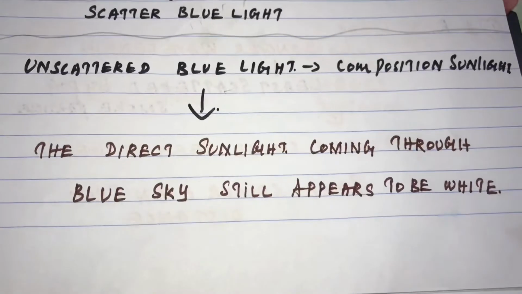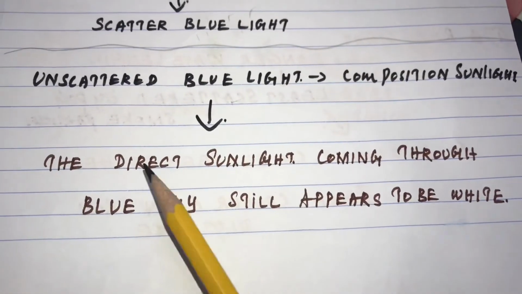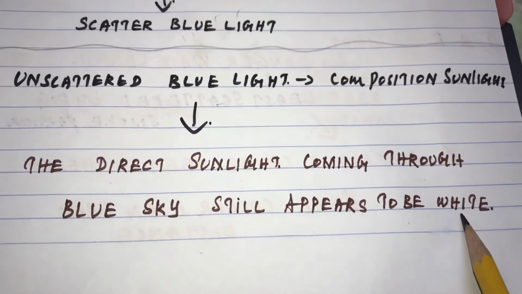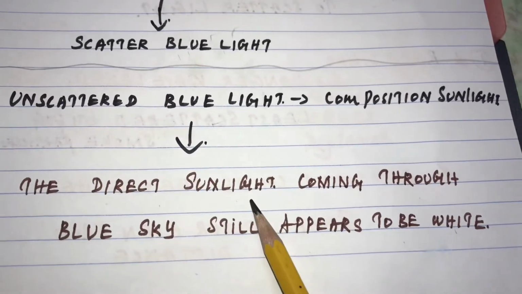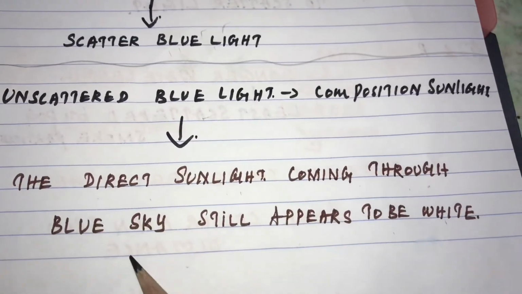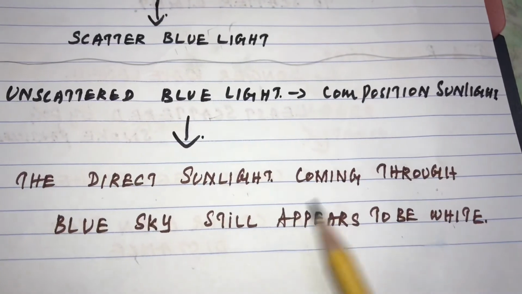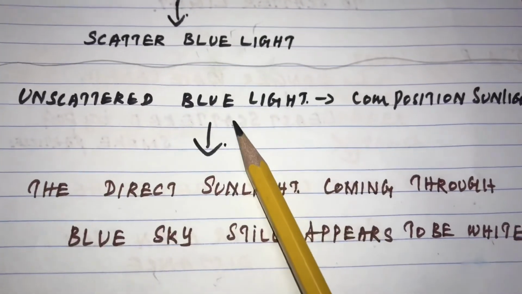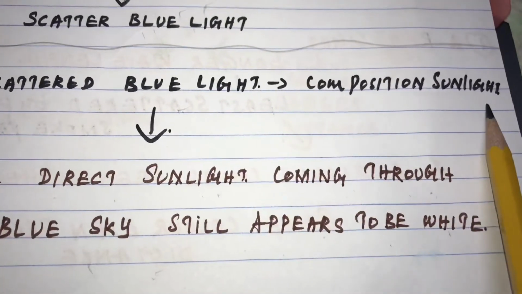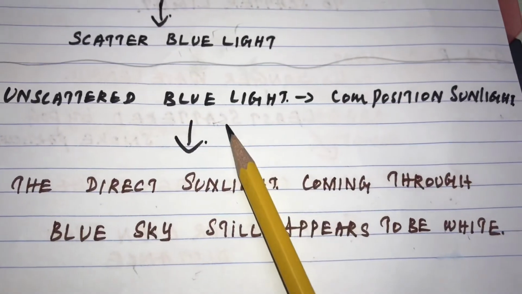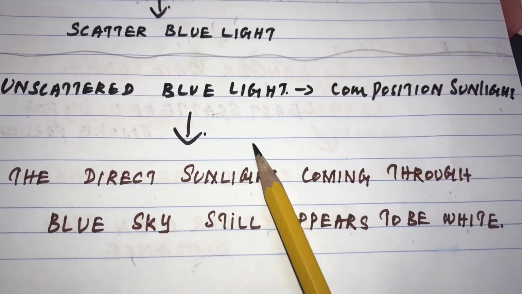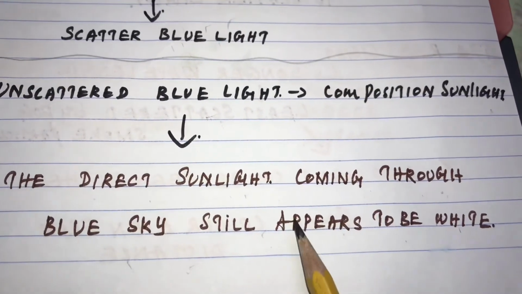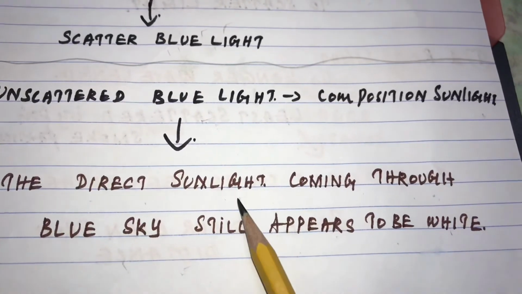Another question is: why does the direct sunlight coming through the blue sky still appear to be white? Because of the unscattered blue light in the composition of the direct sunlight, together with the short-wavelength white light, it appears to be white.